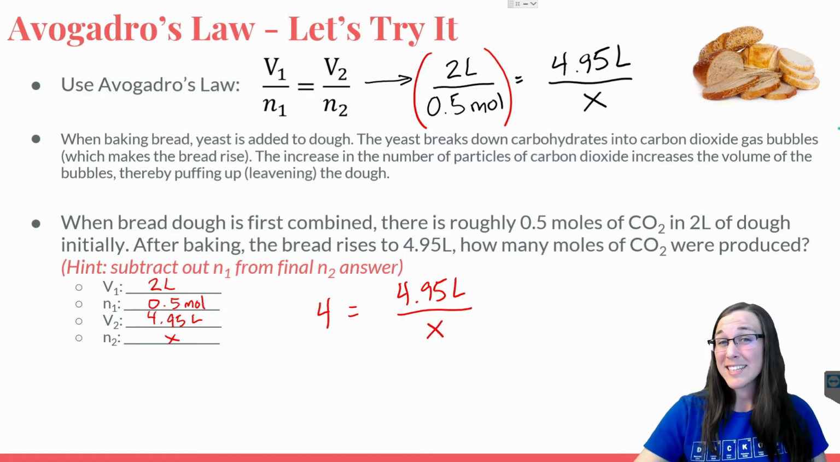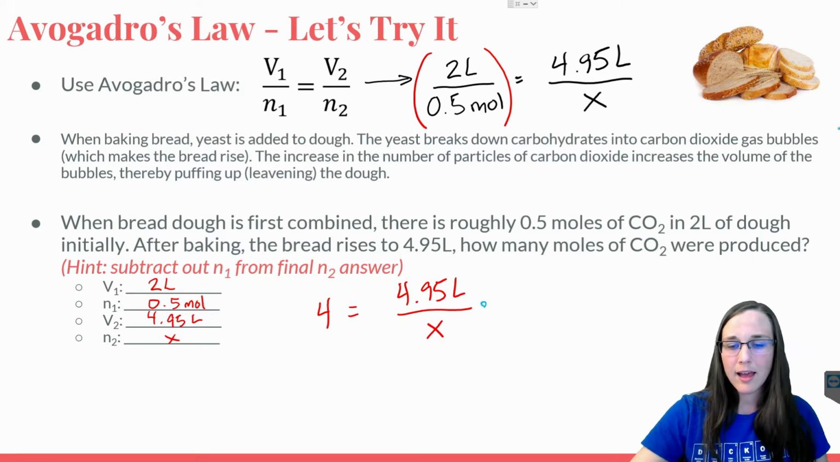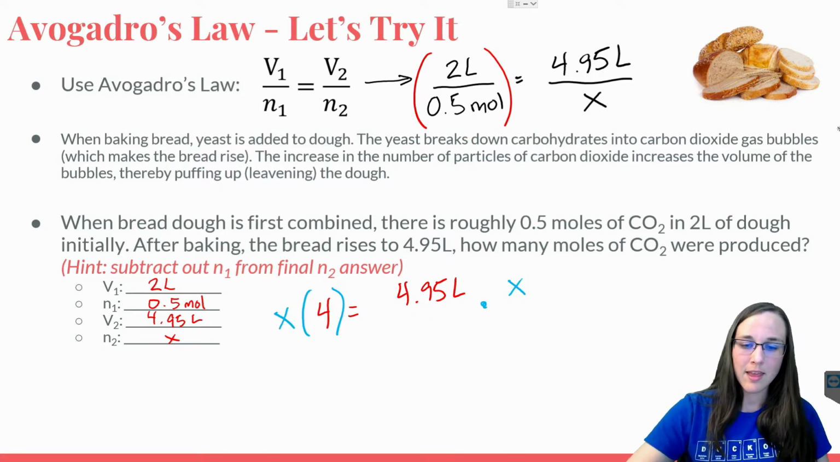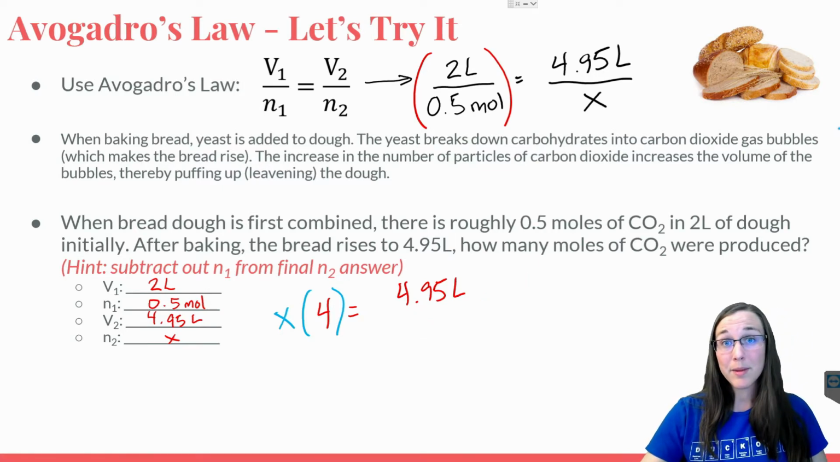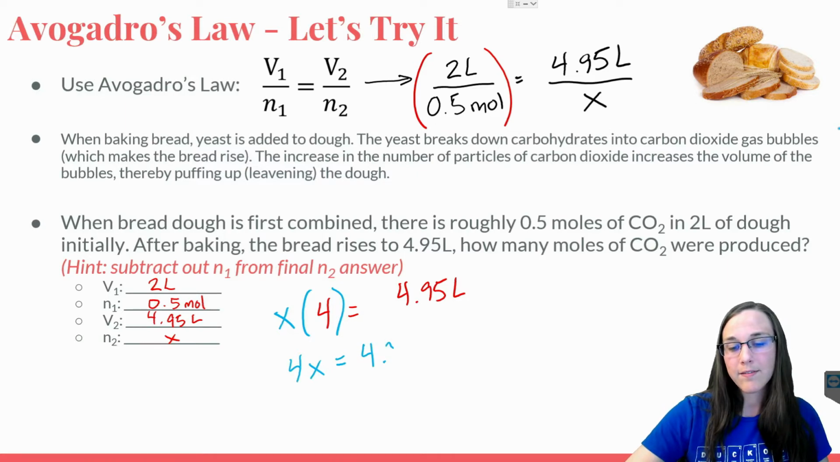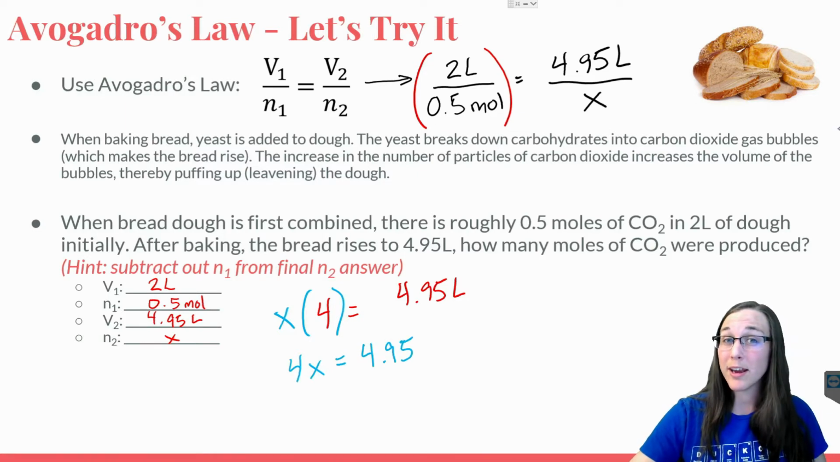Now to get the X out of the denominator, there's a few different ways you can do it, but I prefer doing it this way. I like to multiply both sides by the X, just like if there was a value on the bottom and the X is on top. This will get rid of the X out of the denominator on the right side, and then we end up with the format that looks more familiar. We end up with 4x is equal to 4.95. I think most people know how to solve that setup versus the other way. So in my mind, it's a little less intimidating.